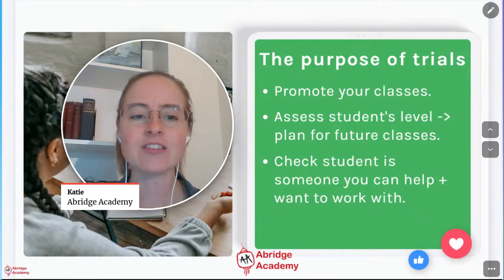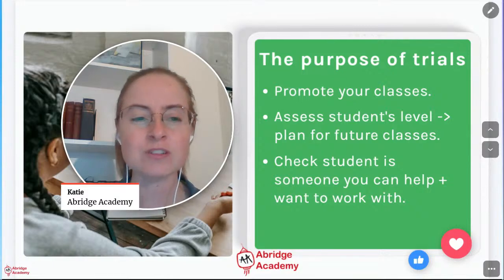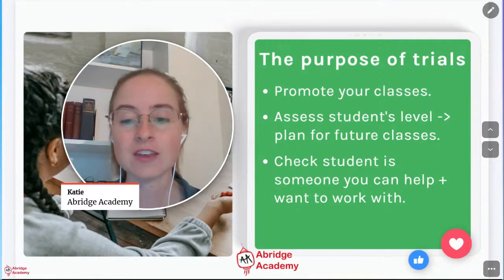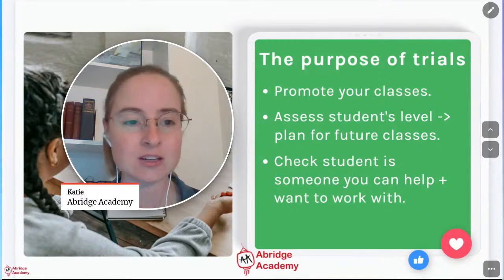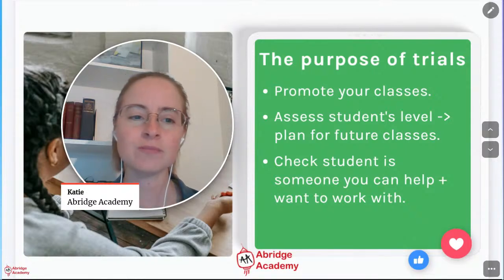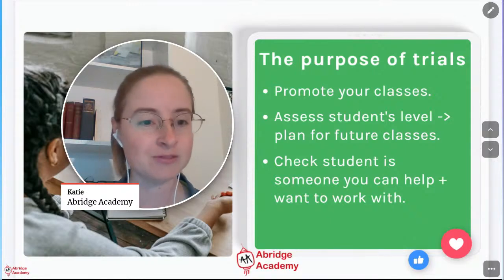And finally, another thing that's so important with trial classes is an opportunity for you to vet the student and check there's someone you can help and want to work with. I've had parents before, they've taken a trial class and the kid has just been a nightmare to deal with, or the parent has been a nightmare to deal with. And I thought at the end of the trial class, you know what? This is not a client I need in my life.